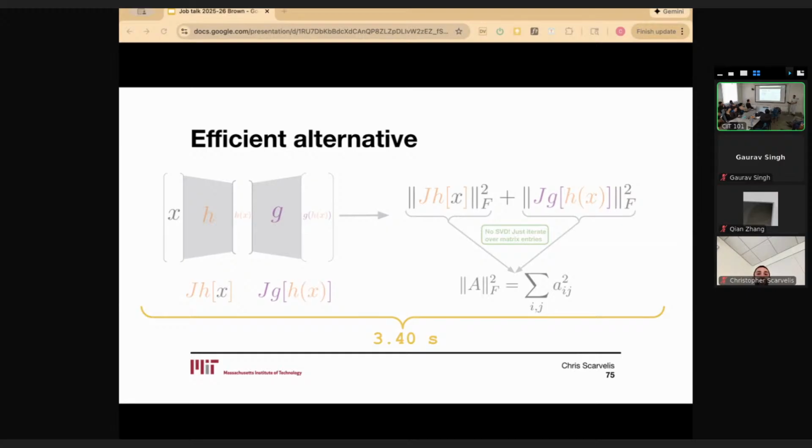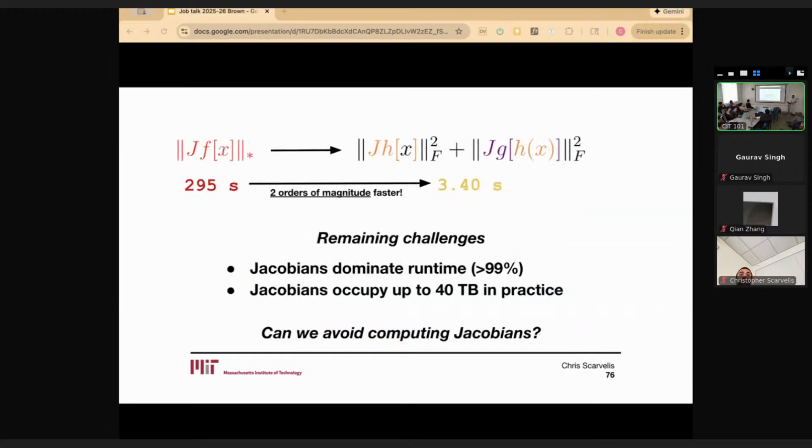But like we saw earlier, just storing those Jacobians can take up to 40 terabytes each for realistic problems. And even when we can store them, computing the Jacobians accounts for nearly all of our runtime. So for this to be feasible in practice, we'd really like to avoid computing those matrices altogether.